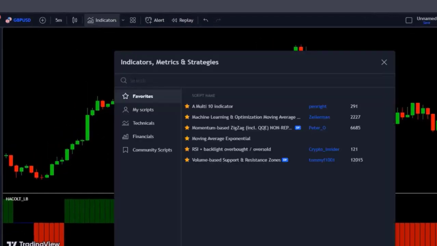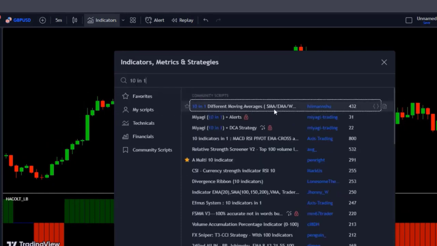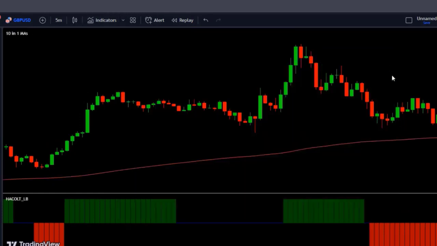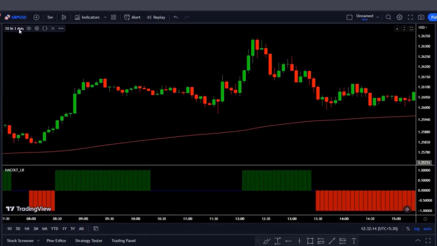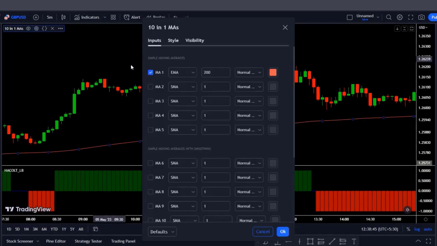As for the second indicator, we will add the 3 in 1 moving average. Heiken created this tool. Next step is to open the indicator's inputs to add 2 more moving averages to the chart.